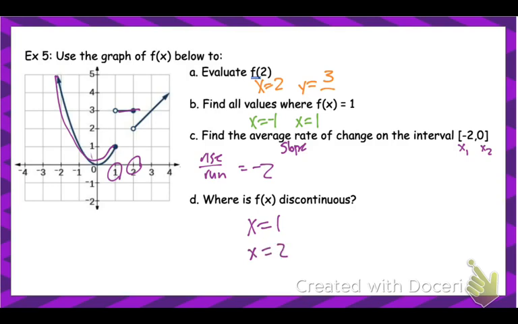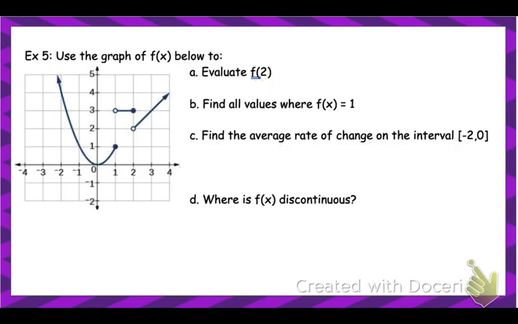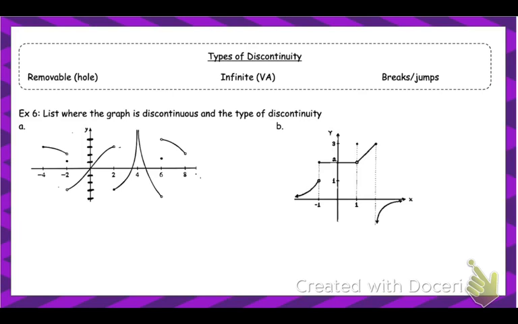What may be a little bit new for you guys is talking about the type of discontinuity. So there are 3 types of discontinuities. There's removable, there is infinite, and then there's a break or a jump. A removable discontinuity looks like a hole in your graph. And what that means basically is your graph still touches both sides of where that little hole is.